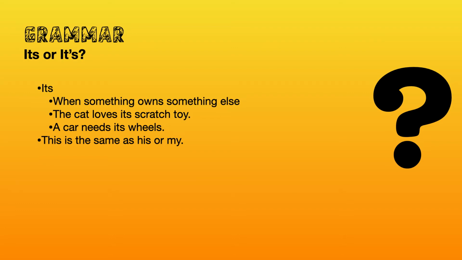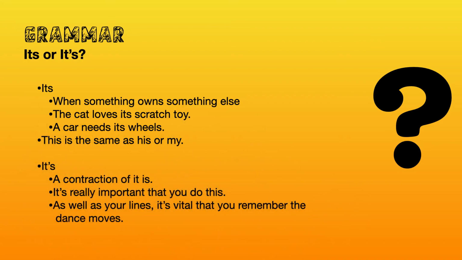Whereas the word it's with an apostrophe is actually a contraction of the phrase it is. So in other words, you're putting it is together and taking away the i, and the apostrophe is used to indicate where you've taken that away. It's really important that you do this. It is really important that you do this. As well as your lines, it's vital that you remember your dance moves. As well as your lines, it is vital that you remember your dance moves.